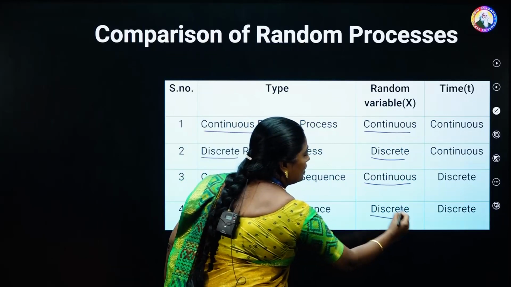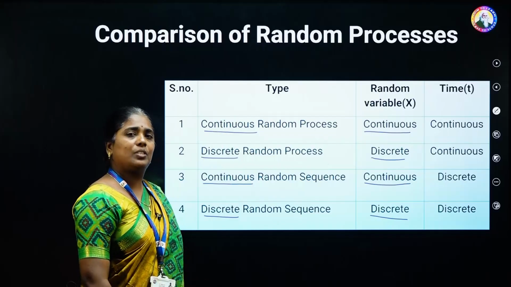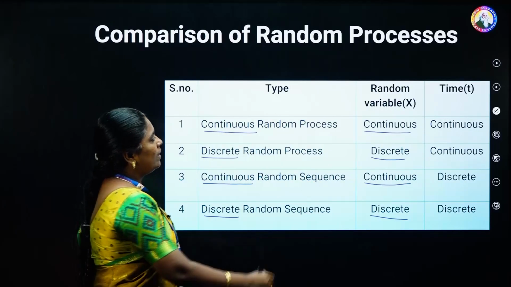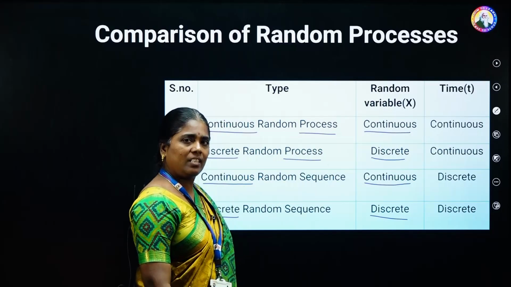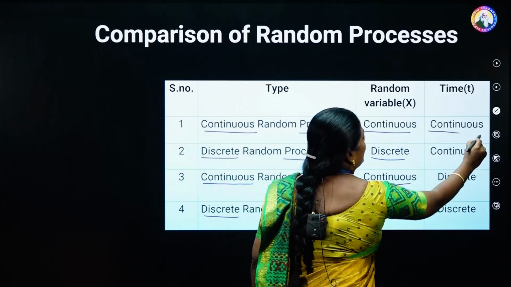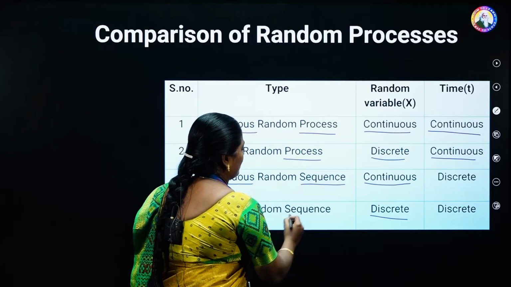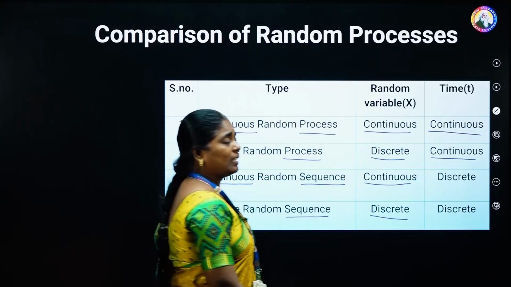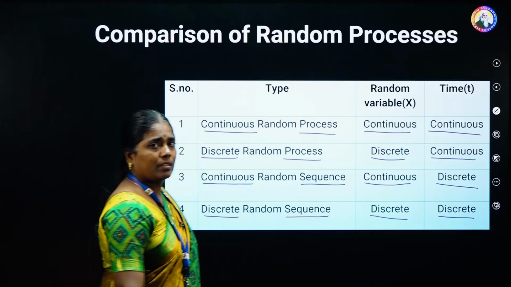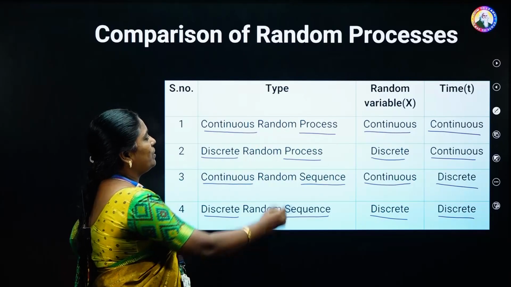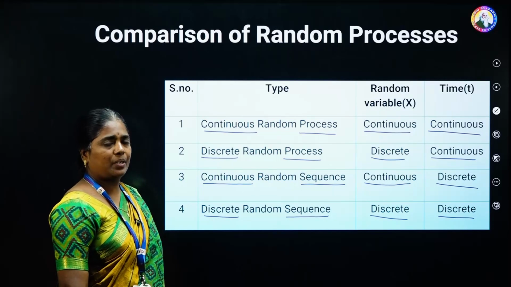This is also discrete. The first word in the type of the random process describes the nature of the random variable. And the last word you can observe, if it is a process, process means t is continuous. So these two are continuous, and the remaining two are sequence. Sequence means t is nothing but discrete. So like this, based on the nature of the random variable x and time t, we have classified four different types of random processes.